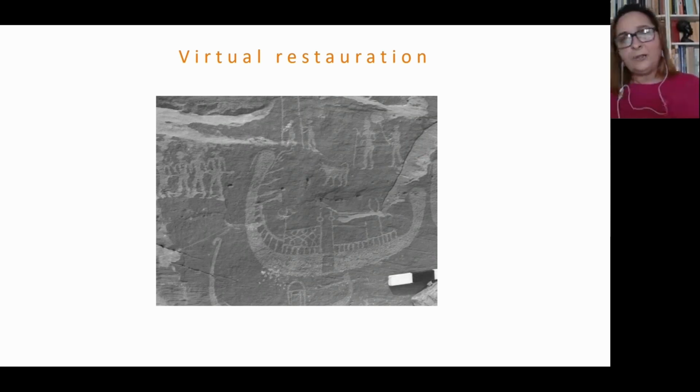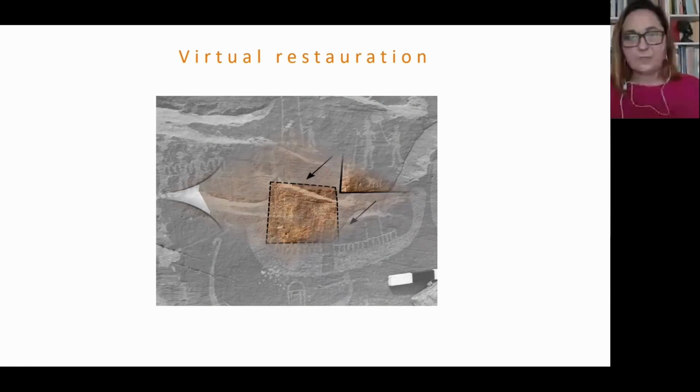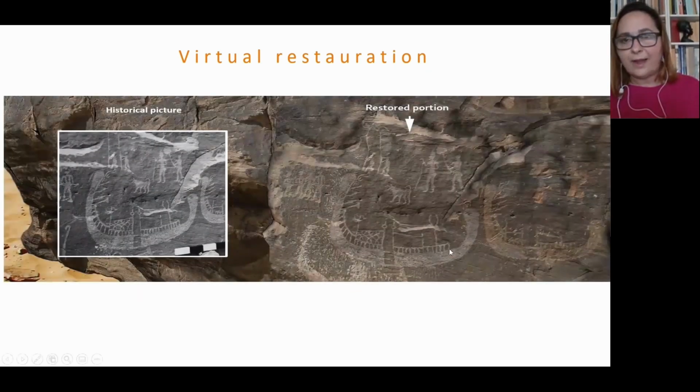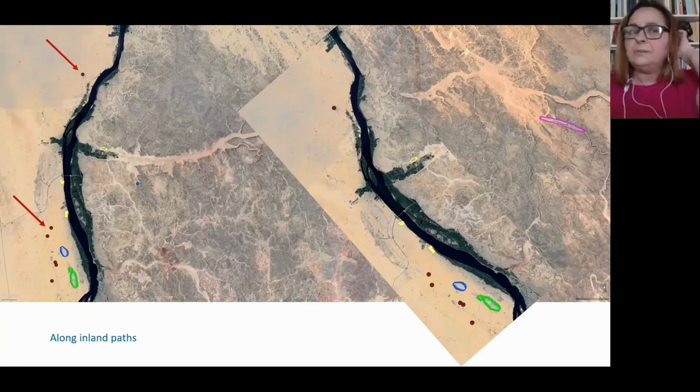We are doing actually a virtual restoration of this panel. So you can see the old picture. We have used it and put it on top of a 3D reconstruction of the actual, let's say, wall surface. And we were able to reconstruct virtually part of the ancient panel, the ancient scene. So this is something that we can do with these new digital documentation technologies.